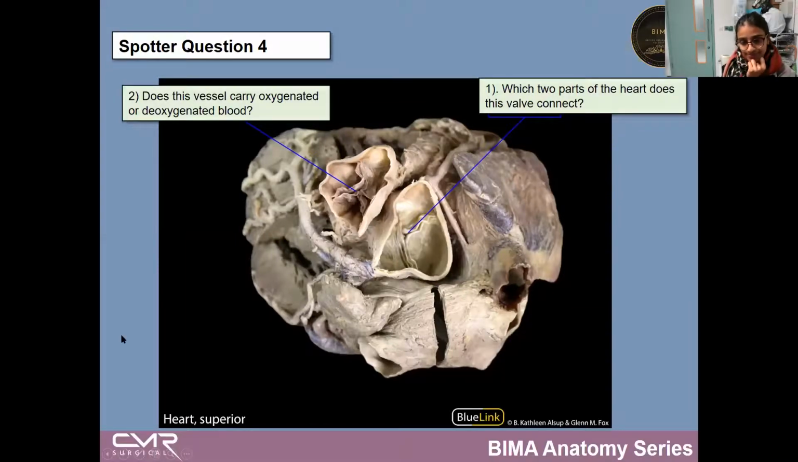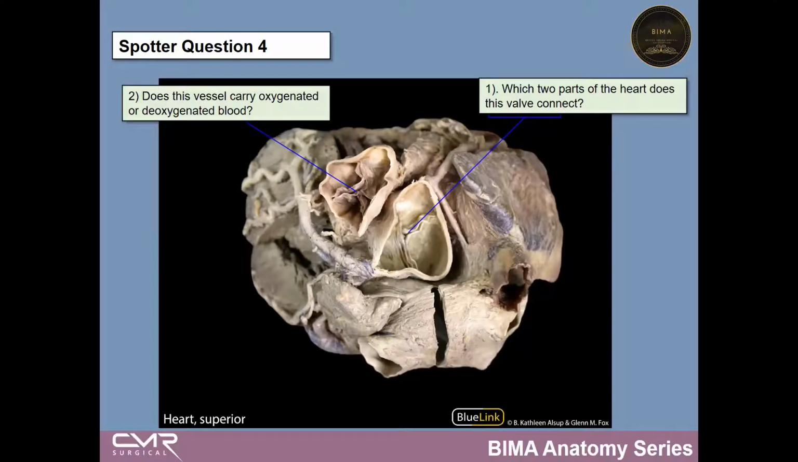The first question. What do we think? This is difficult because you're looking at it from an anterior perspective. So if you're confused as to which vessel's which, look at the thickness. Which 2 parts of the heart does this valve connect? So before we go on to that part of the question, let's keep it simple. What vessel is that? The bigger vessel coming out of the heart. Stronger, thicker, bigger. What do you think it's going to be?